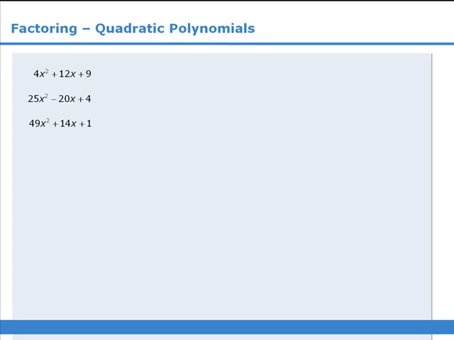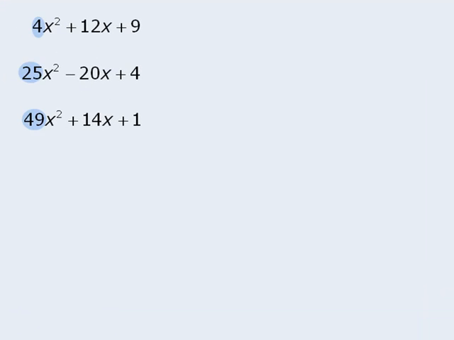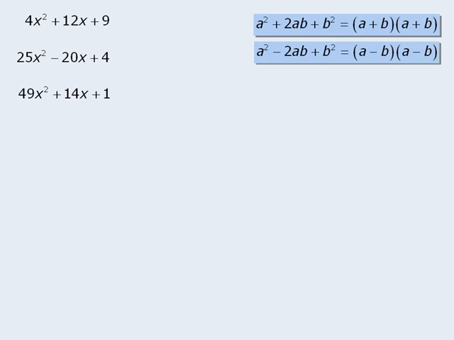Now on occasion, you will encounter quadratic polynomials where the coefficient of x squared is a number other than 1. In these instances, there is a good chance that these polynomials are versions of the special products that we examined briefly in an earlier lesson. These two special products are such that the first term is a square and the last term is a square. Also, the middle term is twice the product of the square roots of the first and last terms. For example, the square root of 4x squared is 2x, and the square root of 9 is 3. And here the middle term is equal to 2 times 2x times 3, which is 12x.